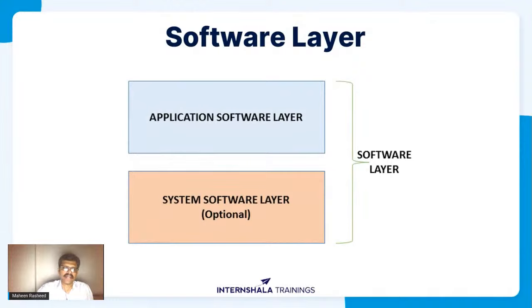The system software layer is an optional layer. It is used only in those systems that employ operating systems. For example, you might have heard about Raspberry Pi, right? Raspberry Pi uses Linux as its operating system. So when you write an application on Raspberry Pi, you're actually writing code on top of that operating system. But when the system requirements are minimal, you do not need an operating system. So the application software layer is enough.